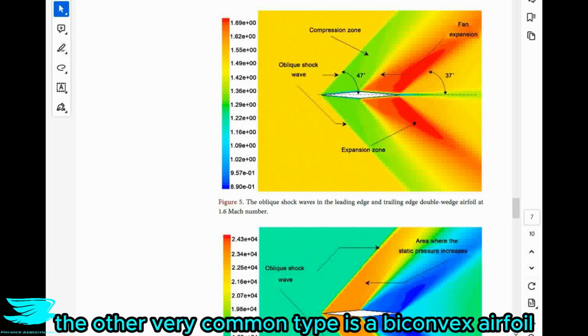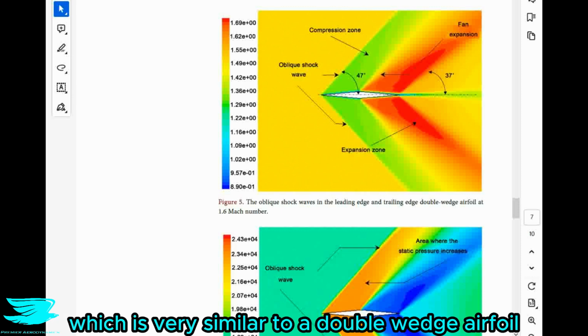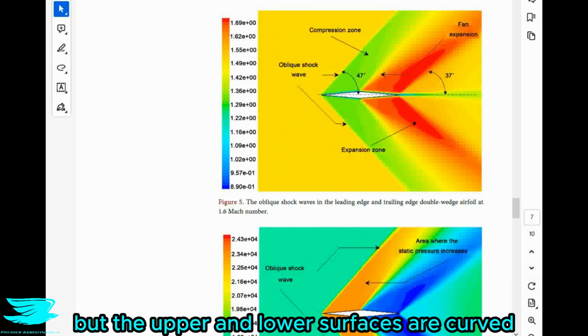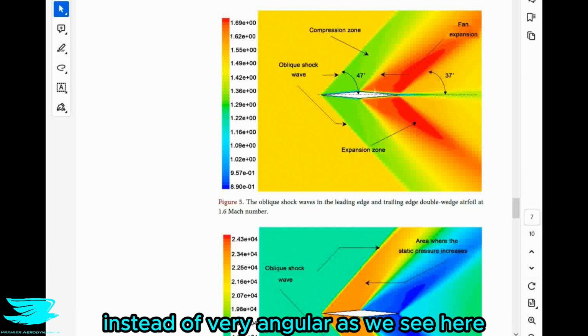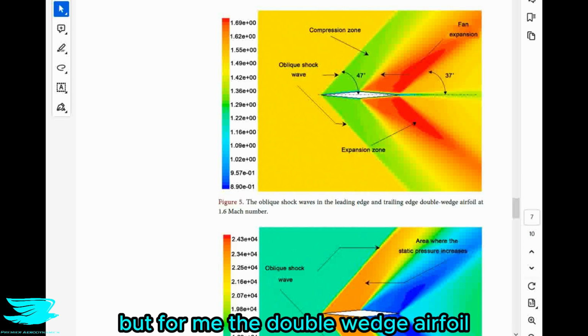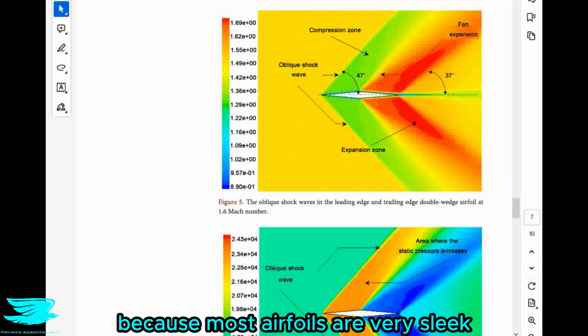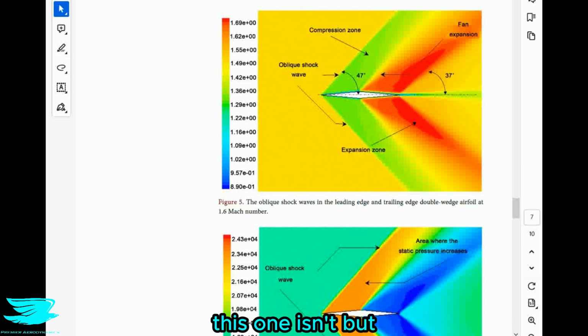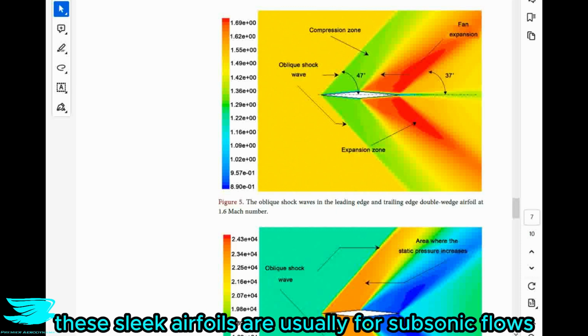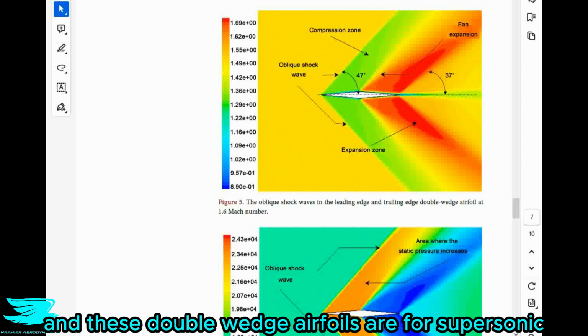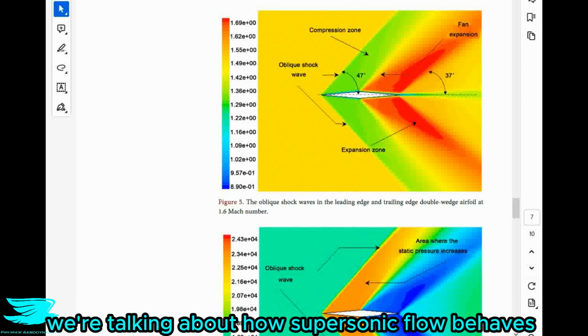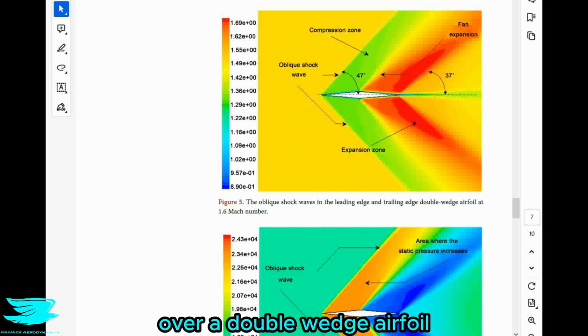The other very common type is a biconvex airfoil, which is very similar to a double wedge airfoil, but the upper and lower surfaces are curved instead of very angular as we see here. And I don't know about you, but for me, the double wedge airfoil always struck me as a little odd because most airfoils are very sleek. This one isn't. But it's also true that these sleek airfoils are usually for subsonic flows, and these double wedge airfoils are for supersonic flows. And today we are talking about how supersonic flow behaves over a double wedge airfoil.